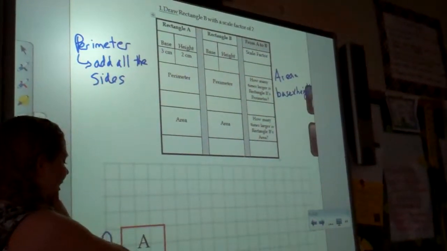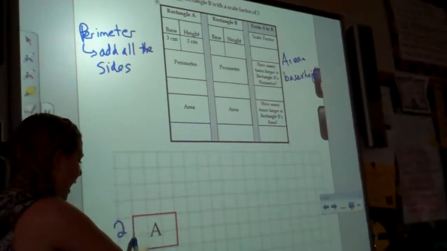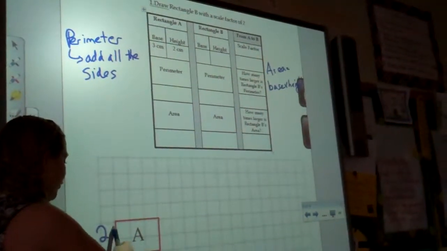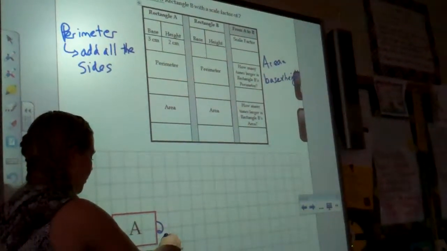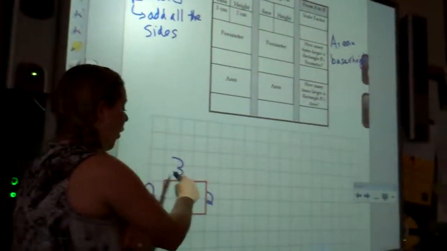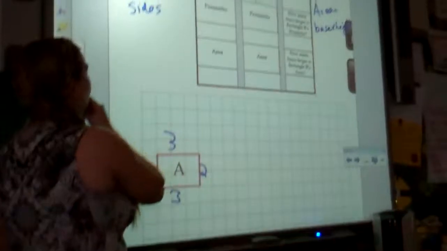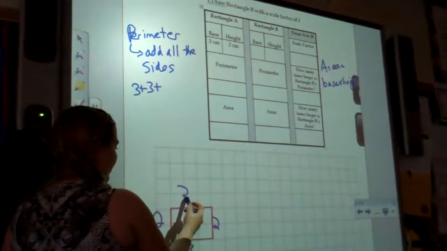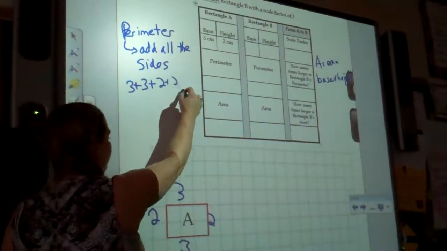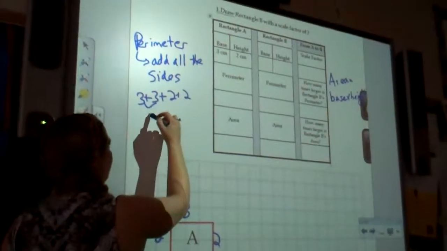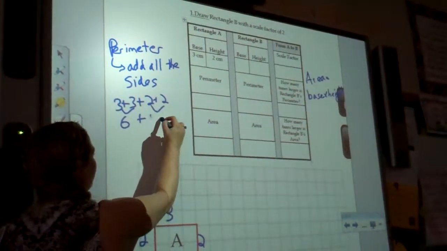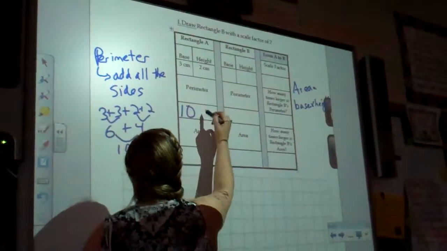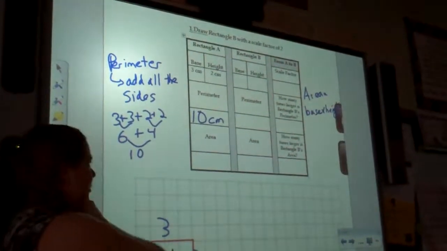So if perimeter means to add all the sides, well, I know that here is 2, and this is a rectangle. They told me it's a rectangle. So if this side is 2, then this side must also be 2. And if this side is 3, then this side must also be 3. And I know there's many different ways to do this, but I'm just going to add them up. 3 plus 3 is this side and this side, plus 2 is this side and this side. And I know 3 plus 3 is 6, and 2 plus 2 is 4, and 6 plus 4 is 10. So my perimeter is 10, and I'm going to make sure I put my units, 10 centimeters. So I have my perimeter here.